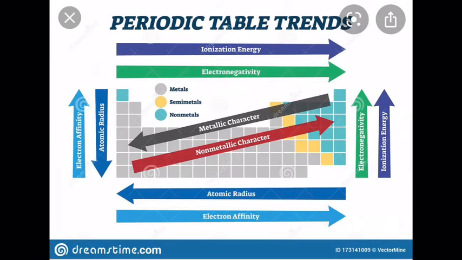Periodic trends affect bonding because of how the elements are ordered on the periodic table. Major periodic trends include electronegativity, ionization energy, atomic radius, and so on.